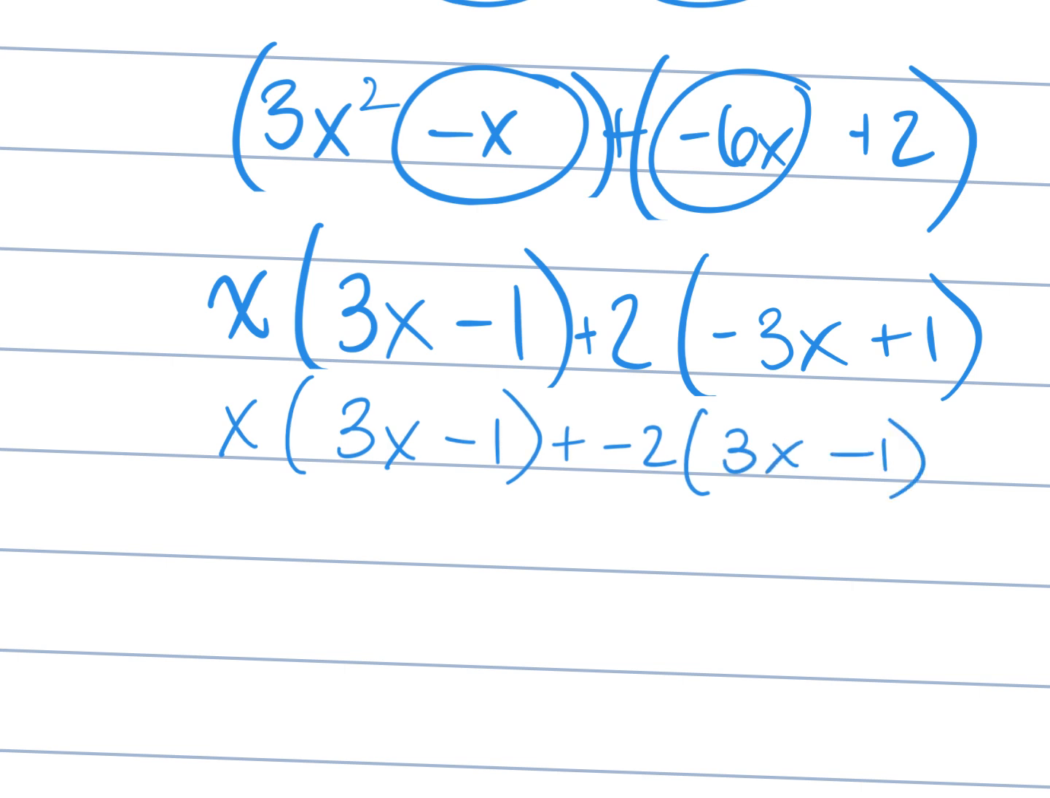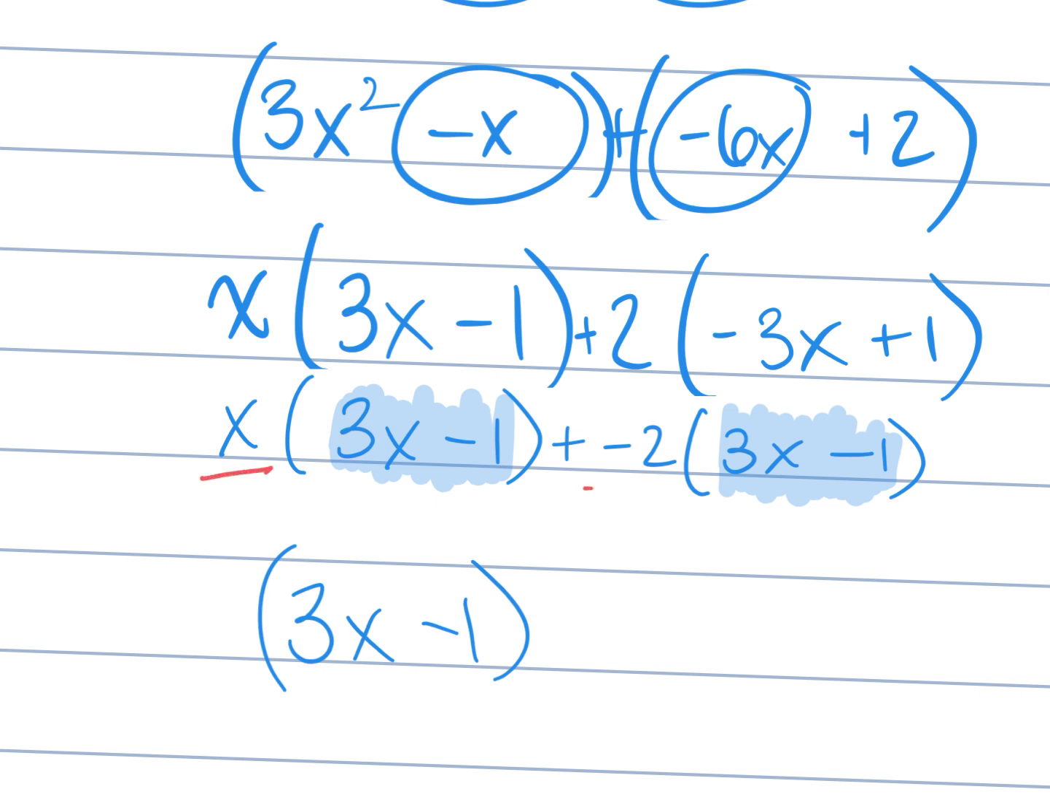You are only finished when these two match each other. Do they match? Yes. And by these two, I mean the two binomials inside the parentheses. So now one of your factors is 3x minus 1. Write it down. The other factor is your GCFs. What were my GCFs? x and -2. So my second factor is x minus 2.